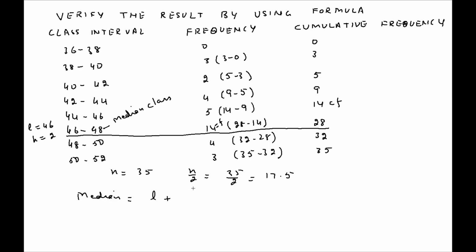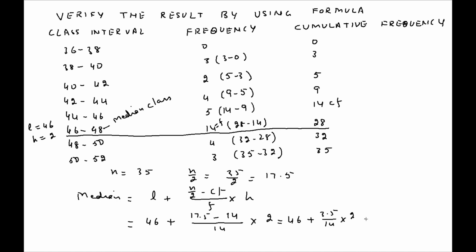Now write the formula. Median is equal to L plus N by 2 minus CF upon F into H. So just substitute the values. So instead of L, you will write 46 plus 17.5 minus 14 upon 14 into 2. That is equal to 46 plus 3.5 upon 14 into 2. Cut the numbers. I'll have 46 plus 0.5. This is equal to 46.5. So I have seen graphically median is 46.5 and by formula it is again 46.5. So I have verified the result.